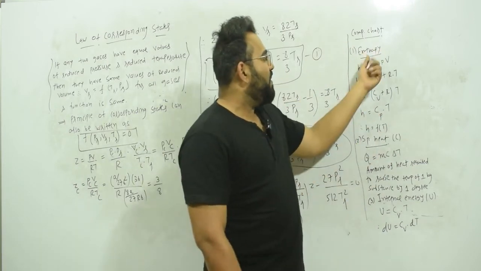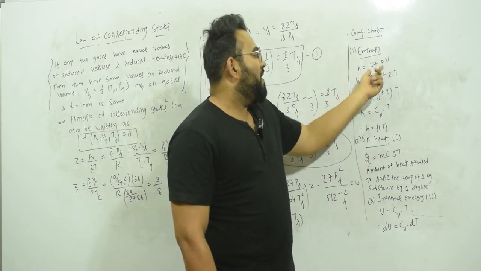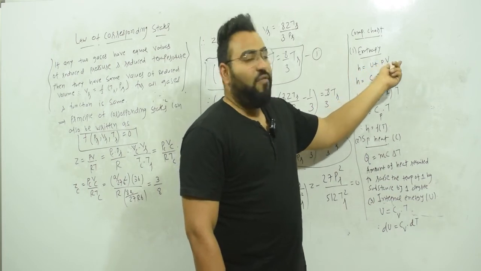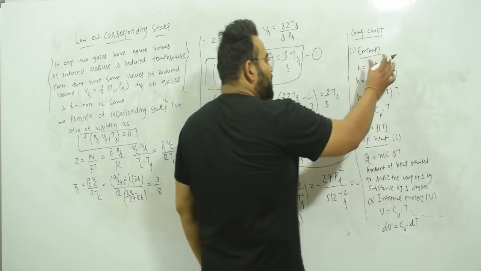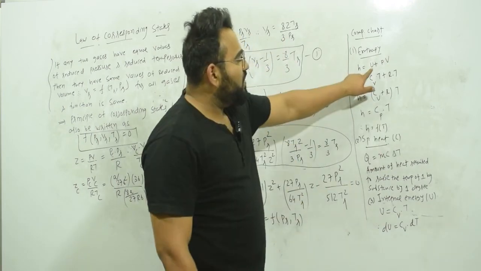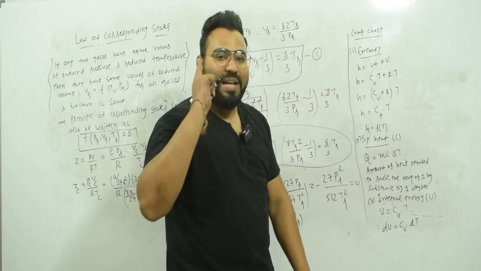So we know that enthalpy, denoted by H, is U plus PV, a function of internal energy and flow work. U means internal energy, PV means flow work. So H is equal to U plus PV. Now we know that U is equal to mCvT, mass into Cv into T, but here we take mass equal to 1.